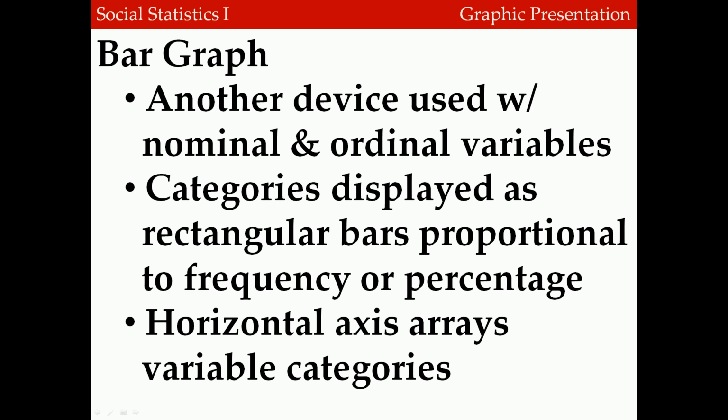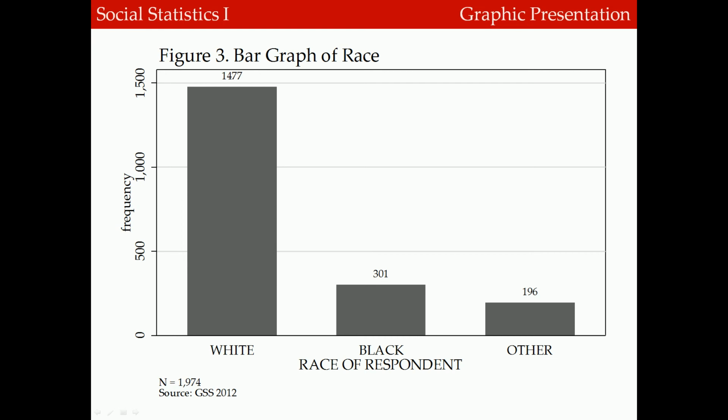Another type of graph that's used with nominal and ordinal variables is something called a bar graph. In a bar graph, the categories are displayed as rectangular bars that are proportional to the frequency or the percentage of each of the categories. Typically, the horizontal axis arrays the variables of the categories, and the vertical axis contains either the frequency or the percent, whichever one is chosen.